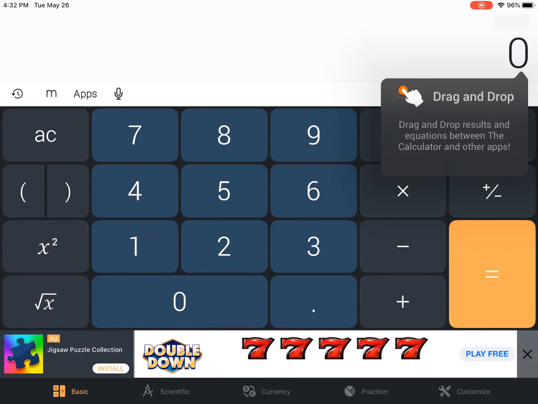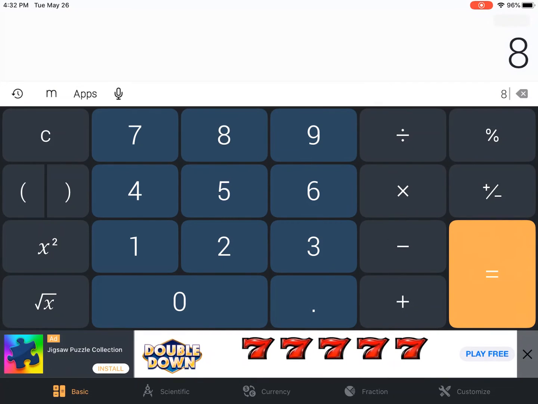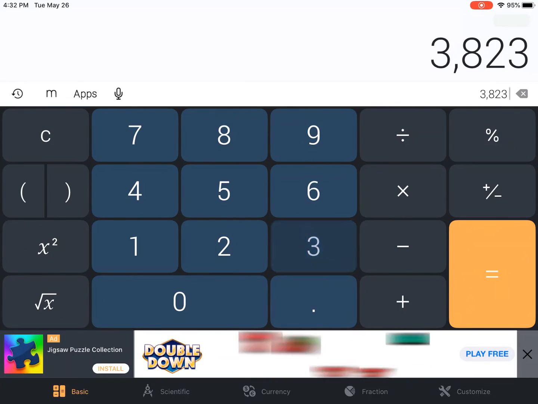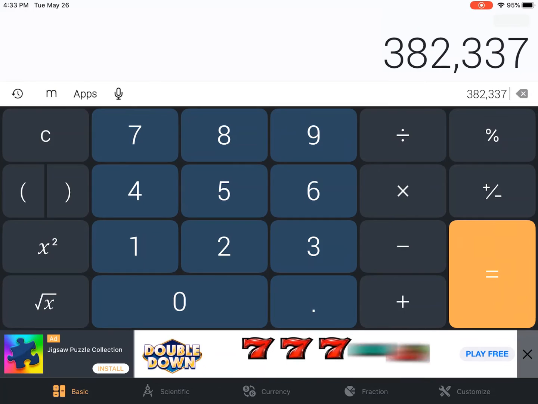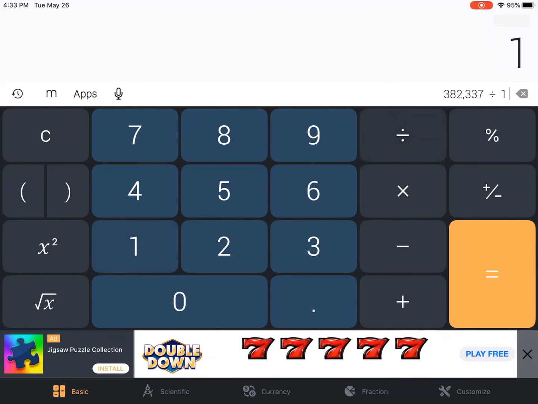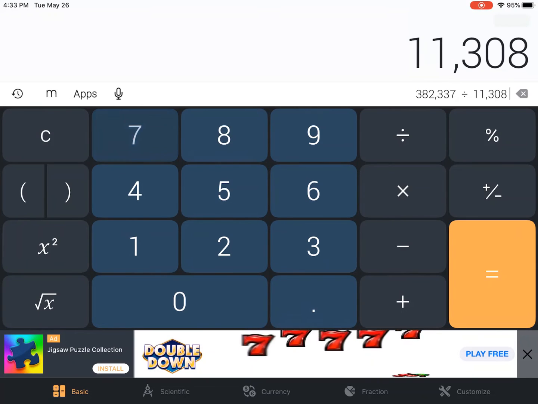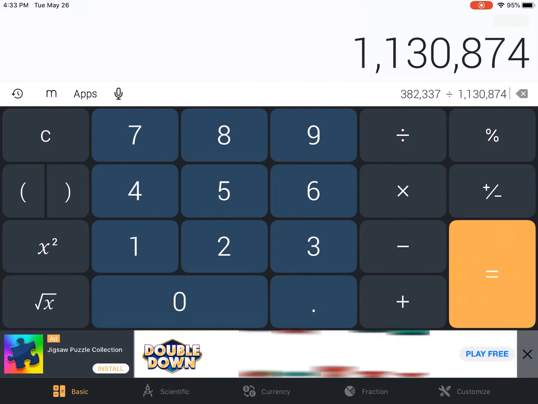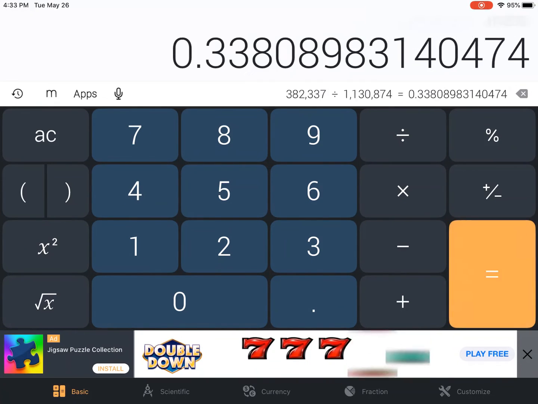So to calculate this, we're going to put it in a percentage form. So we're going to do that. 382,337 divided by 1,130,874, which is equal to this number.